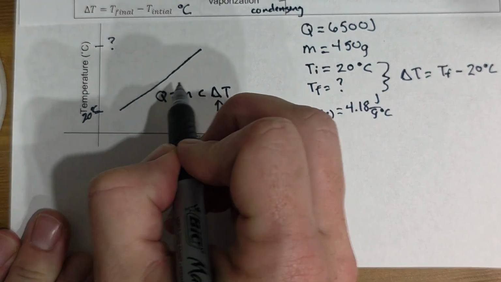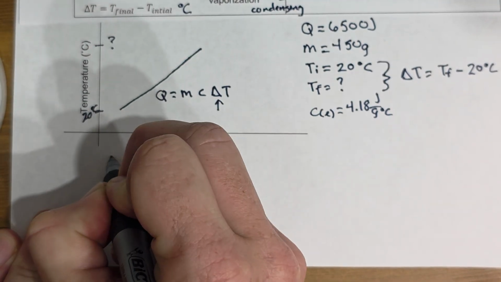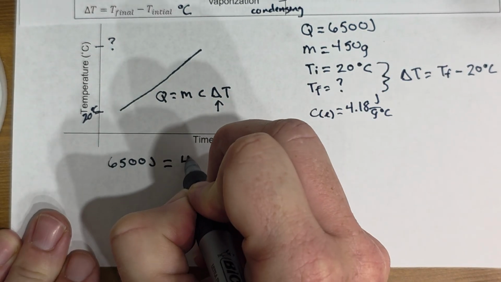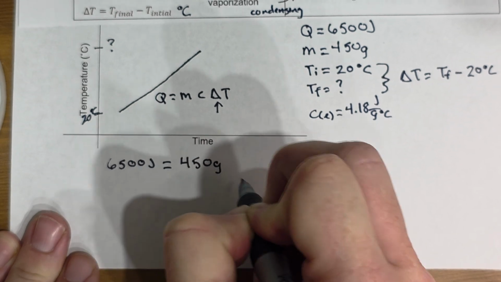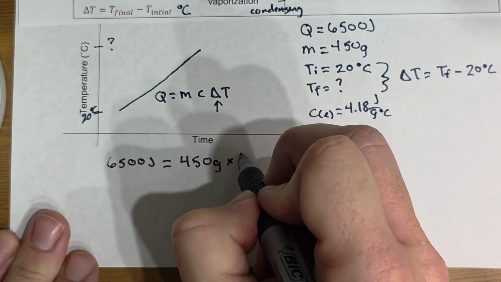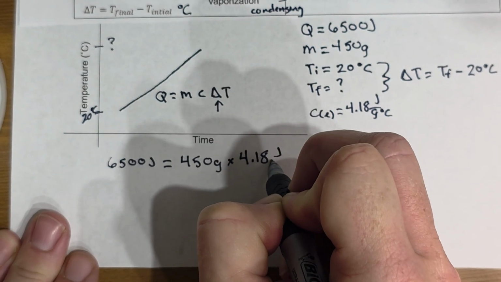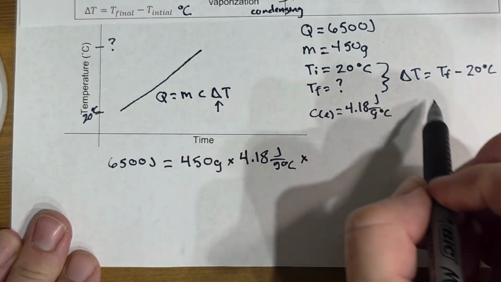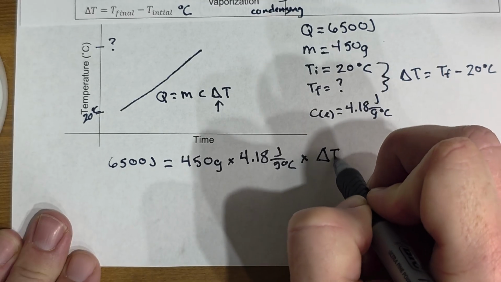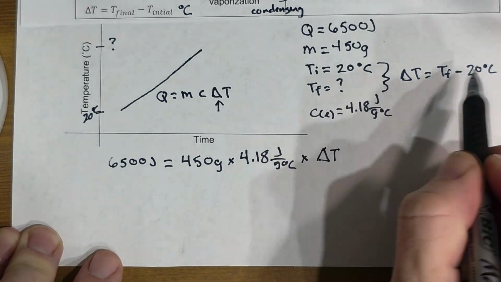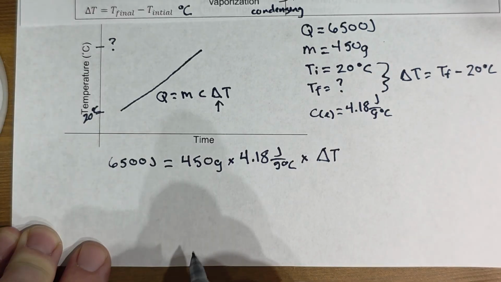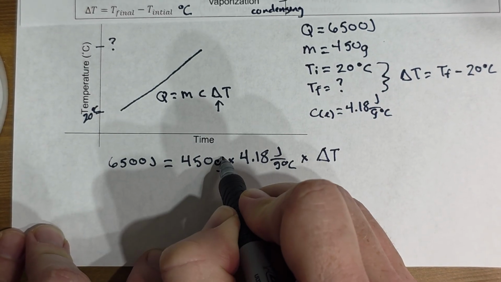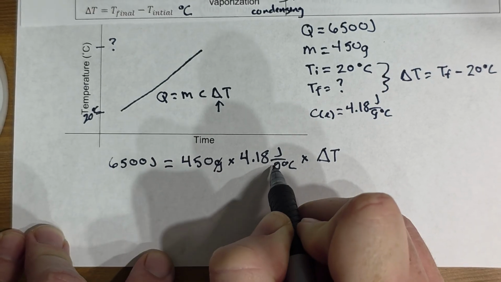Okay, so 6,500 joules equals 450 grams times 4.18 joules per gram Celsius times delta T. I'm going to put delta T here, because I'd rather deal with this separately. Okay, I need to solve for delta T. I'm going to go ahead and get rid of my grams here just to get rid of some units.